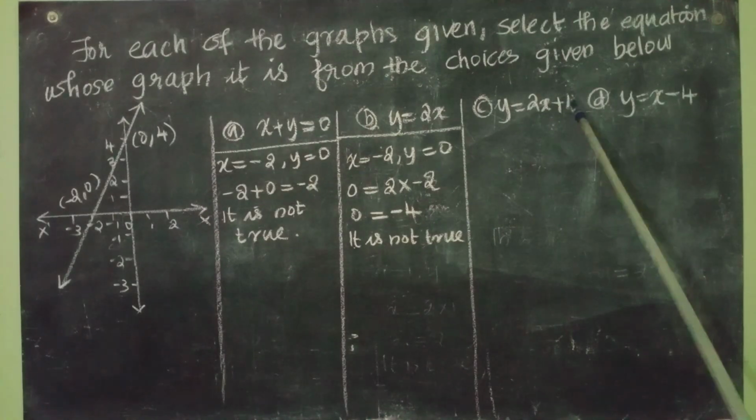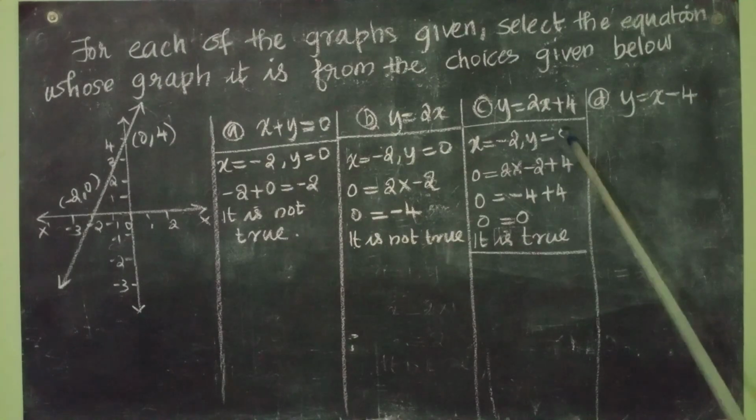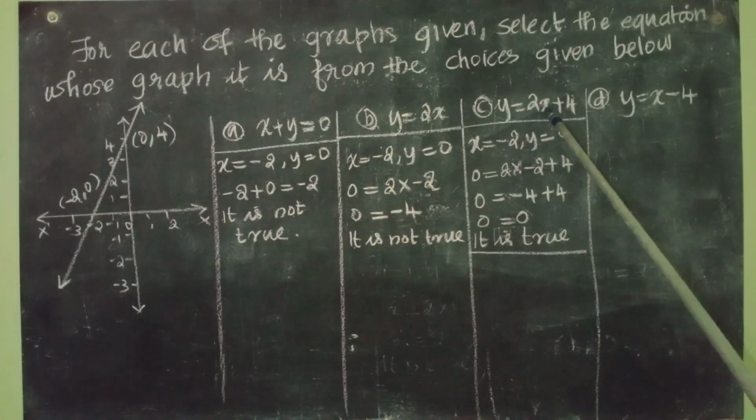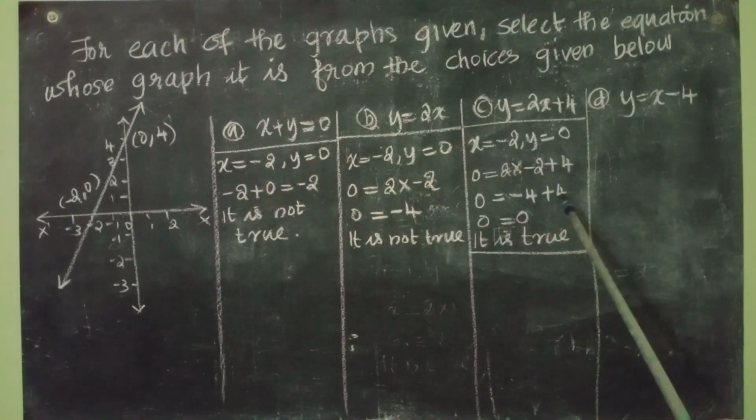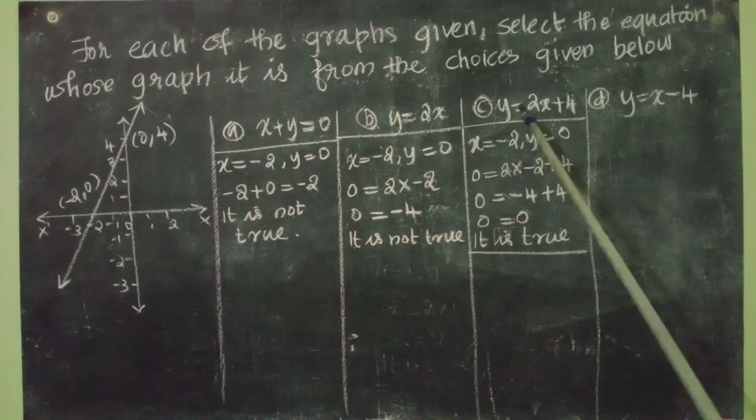Now let us check for the third equation. First solution is x equal to minus 2 and y equal to 0. We can give y equal to 0 and x equal to minus 2. In this equation, we get 0 equal to 2 into minus 2 plus 4. That is 0 equal to minus 4 plus 4. 2 into minus 2 is minus 4. Minus 4 plus 4, we know it is 0. So we get 0 equal to 0. So the first solution is true for this equation.